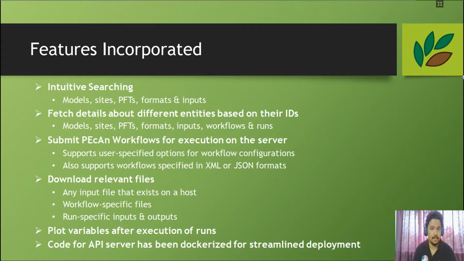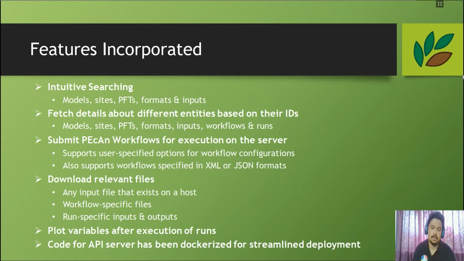These could be inputs which are used for a specific workflow or a specific run, or even any random input file that is actually available on the host without going into which run or which particular workflow it belongs to. Maybe a user wants to find the inputs that are required for a specific model, so he can do that as well. He can download that and look it up locally.